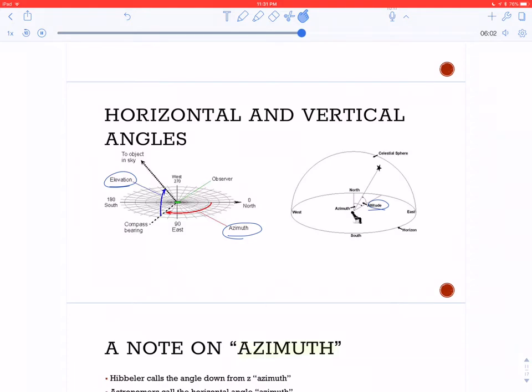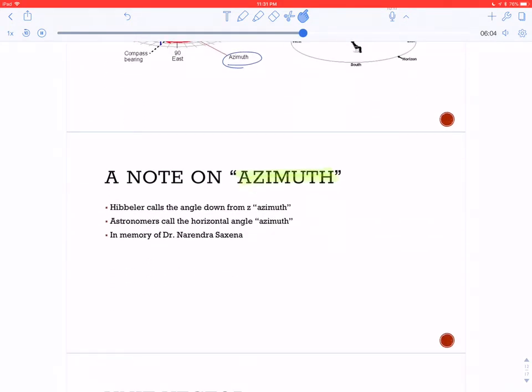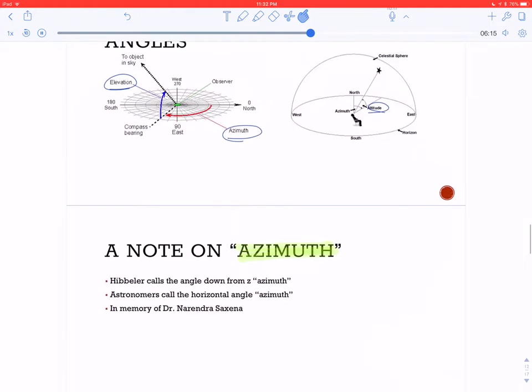So a quick note on this word azimuth. In the textbook, Hibbeler calls the angle downward from z, so vertical down to the line, azimuth. But as we saw in the pictures above, astronomers call the horizontal angle azimuth. And if you're taking surveying, it's also the horizontal angle.